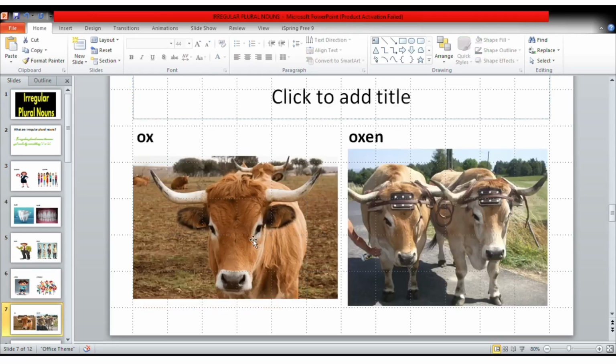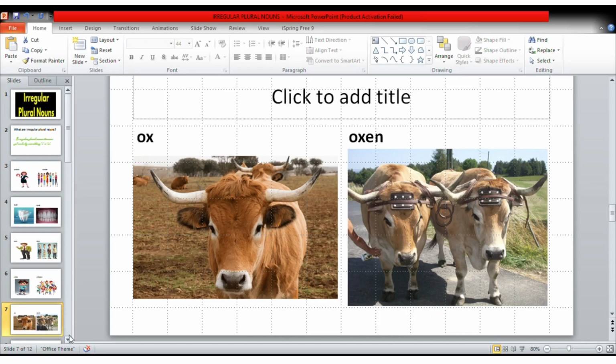Okay, this is an ox. When they are many, you don't say oxes. Remember, we are not making them plural by adding s or es. Irregular plural nouns, the word changes its spelling completely. Okay, so ox becomes oxen. Okay, ox, oxen. When they are many, they are oxen.